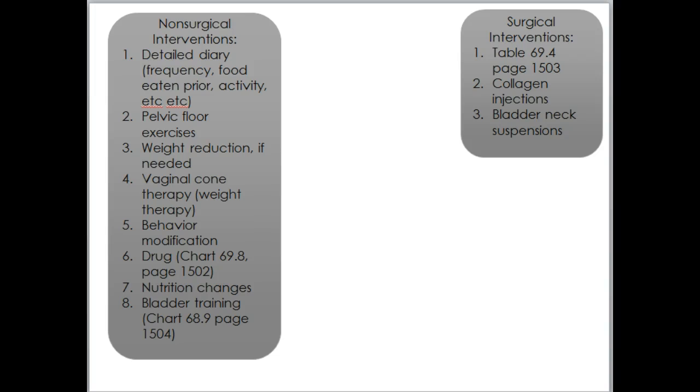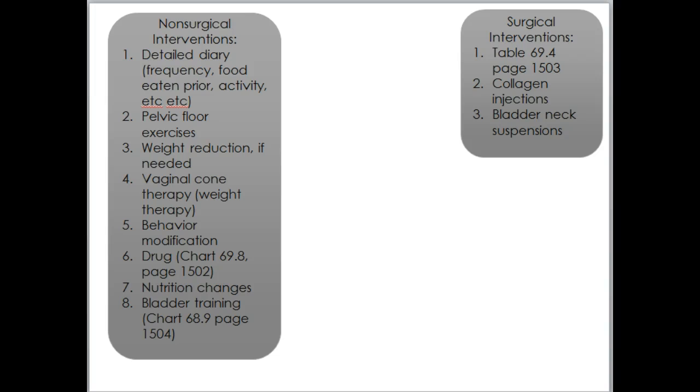Some clients, it can be because of alcohol, nicotine, artificial sweeteners, citrus and caffeine. All of these are bladder irritants and can make you feel like you've got to go. So behavior modification for those includes maybe we don't need to eat those. And that goes along with our nutrition changes. They also have what's called vaginal cone therapy, which is a weight therapy. And it talks real heavily about that at the end of page 1501. Basically, they are little weights that will help the woman strengthen her vaginal muscles.